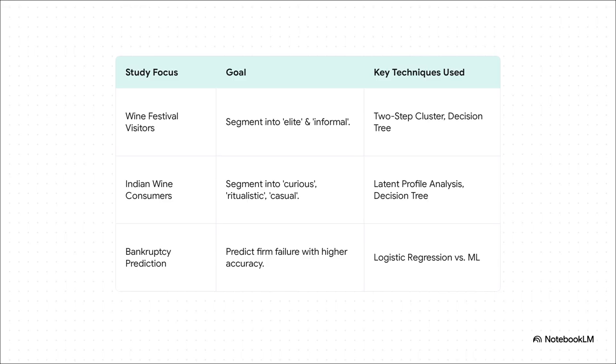For example, researchers were able to split wine festival goers into elite and informal groups. Super useful for marketing, right? Or they could identify curious versus ritualistic wine consumers. Then in a totally different area, another study found that machine learning models were way better at predicting which companies might go bankrupt than the older statistical methods. It's all about creating these direct, actionable insights.